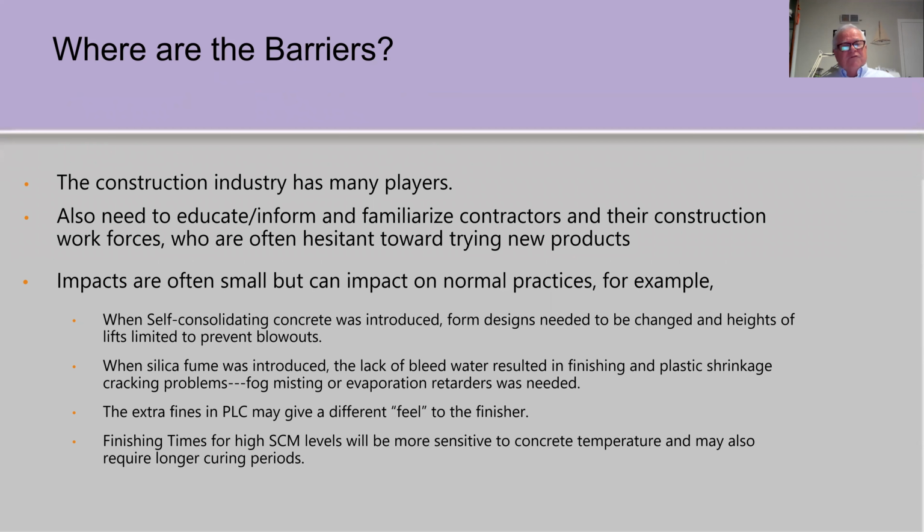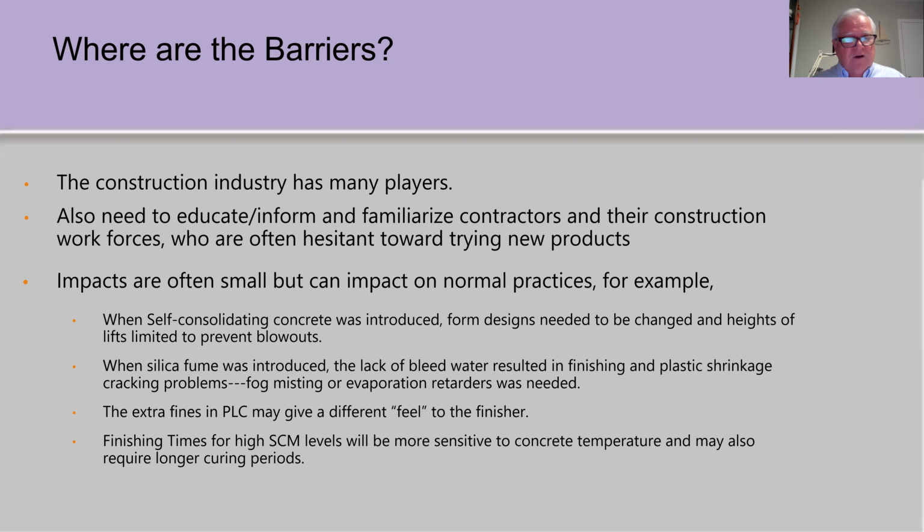But the information and education is needed all the way down the food chain. Contractors and even their construction workforces don't like change because it's different than what they're used to. So you need to explain it to them: what's different about it, or if anything's going to be different about it, because even small differences can throw people off.